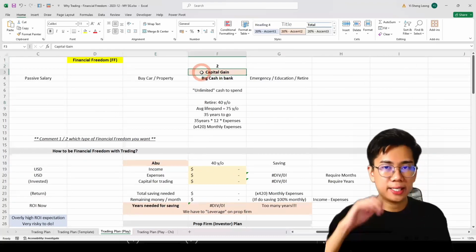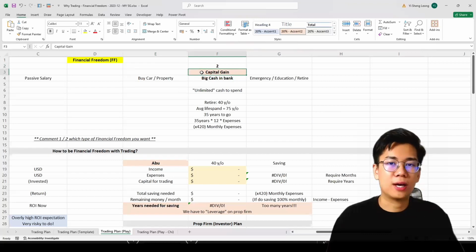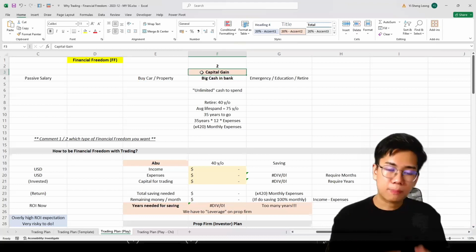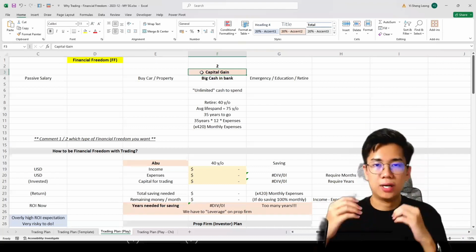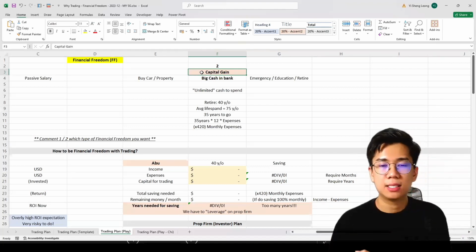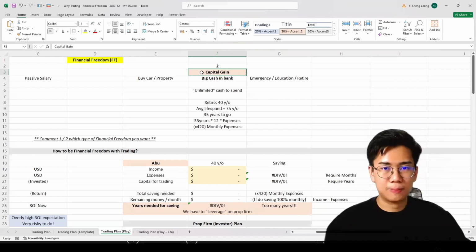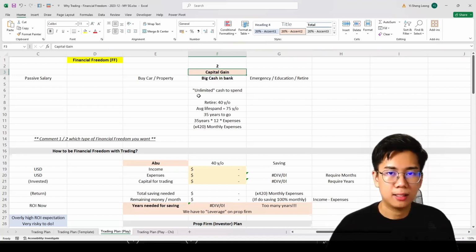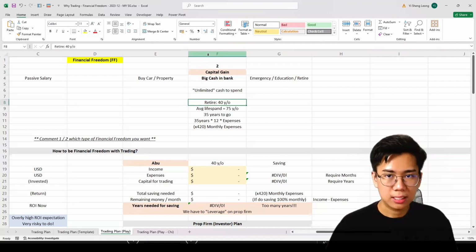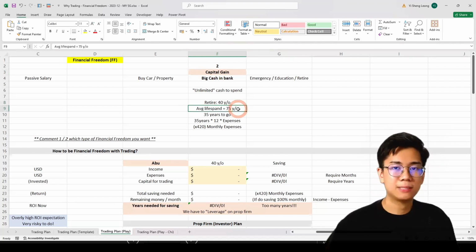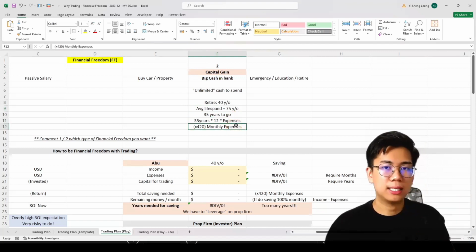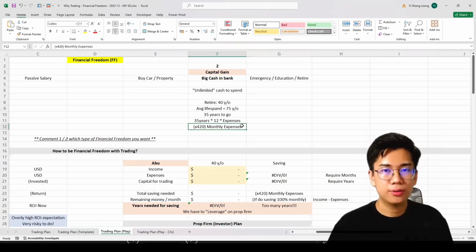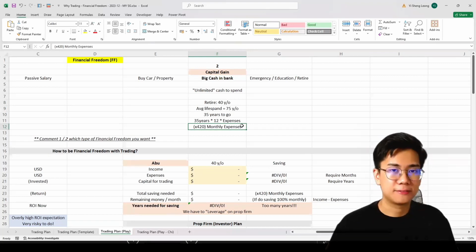Next is capital gain style. Capital gain means that you want to have a large amount of capital to pay cash for buying a car, properties. You want to have big cash to save in the bank for emergency purposes, for education, for retirement, meaning you just have unlimited cash to spend. Let's say you want to retire at the age of 40, your average lifespan is about 75 years old, 35 years to go, so you need to save 420 months of expenses until your afterlife.